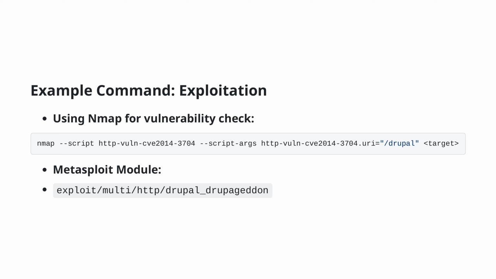Here, we are focusing on practical exploitation commands that you can utilize to identify and leverage vulnerabilities. For instance, if you're curious about checking for vulnerabilities in a Drupal installation, you can use nmap with a tailored script command. The provided command allows you to specify the script for checking a vulnerability identified as CVE-2014-3704. Shell: nmap --script http-vuln-cve2014-3704 --script-args http-vuln-cve2014-3704.uri=/drupal. Replace target with the actual IP address or domain of your target environment.